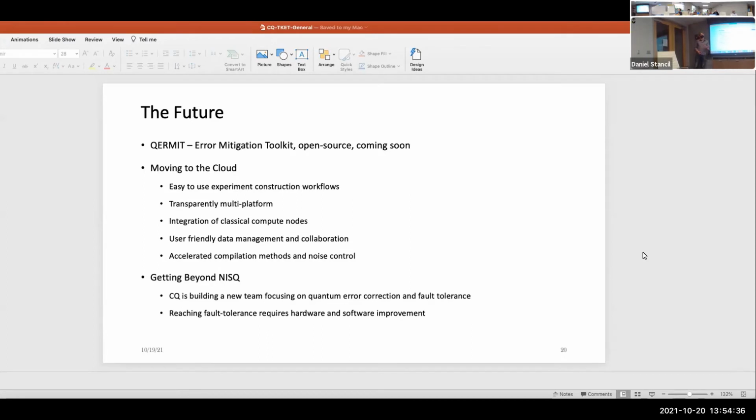And then finally, we're already looking beyond NISQ. So we're already looking ahead to things like error correction, and we're starting to build out our teams so that when the hardware catches up, we'll be able to take advantage of that.